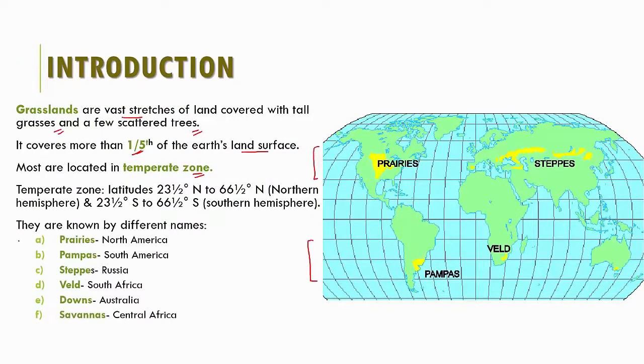And these grasslands are given different names at different places. Like we have the prairies of North America, the pampas of South America, the steppes of Russia, the veld of South Africa, the downs of Australia, and the savannas of Central Africa. Now, the savannas you must have already studied under the chapter of DRC. In this particular chapter, we will be focusing on prairies. So, everything that we will be talking about grasslands is specific to prairies here. Now, let's look into prairies more in detail.